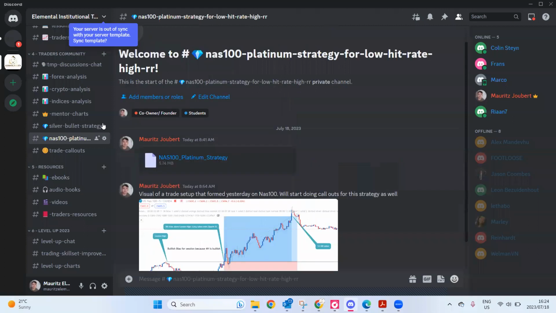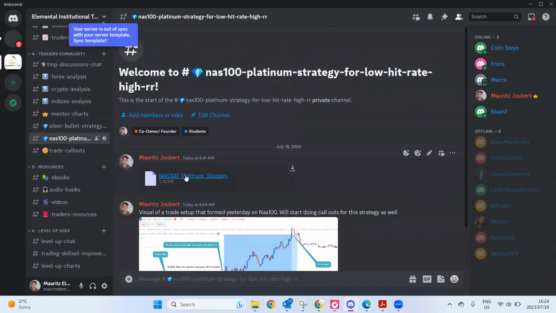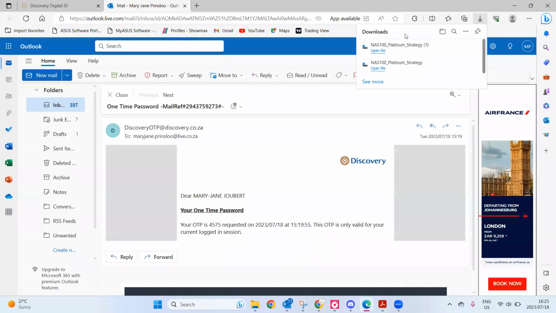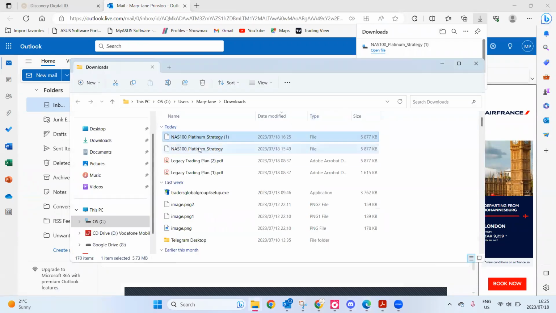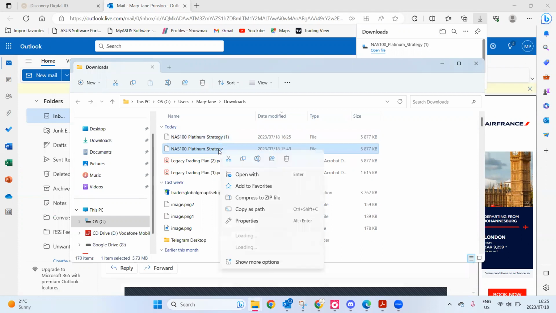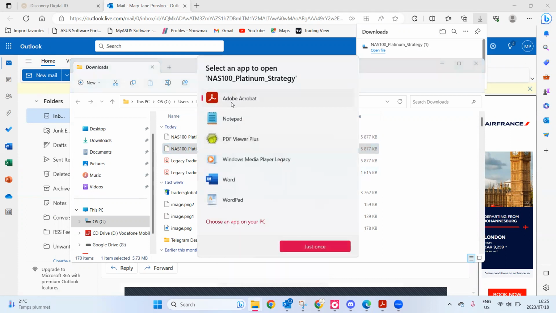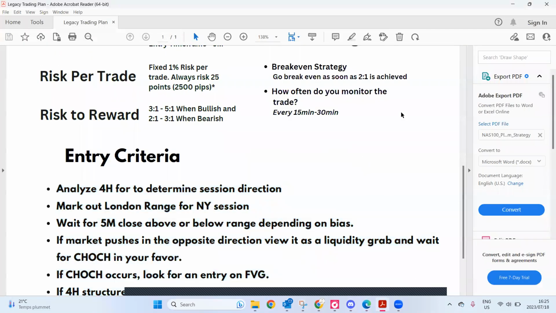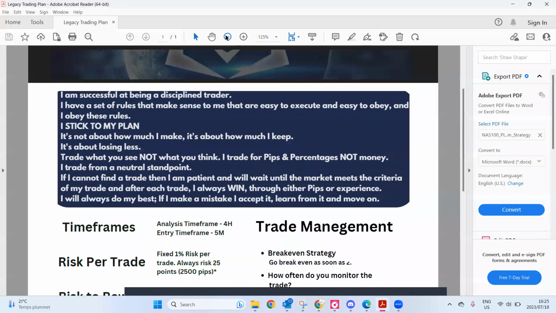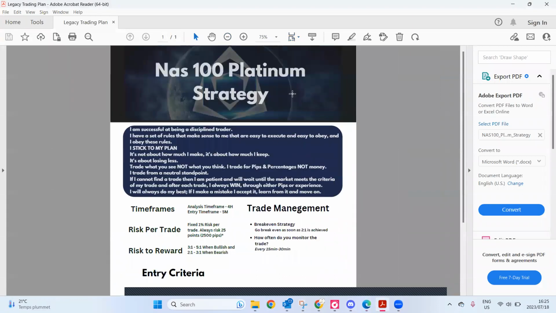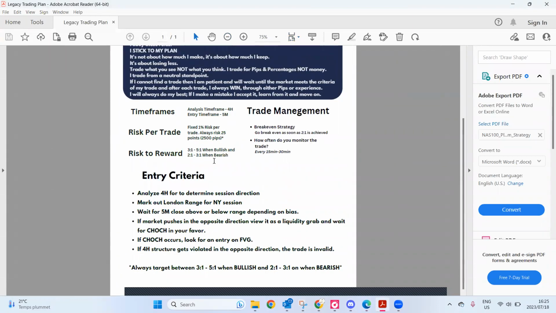And then, yeah, this is also the strategy that I shared with you, something you can go and print. If you want to open it up, just download it. It's going to show something like this. So all you do is you just right click and you say open with Adobe or some sort of PDF reader, and you can print it out for yourself. So this is how it looks.